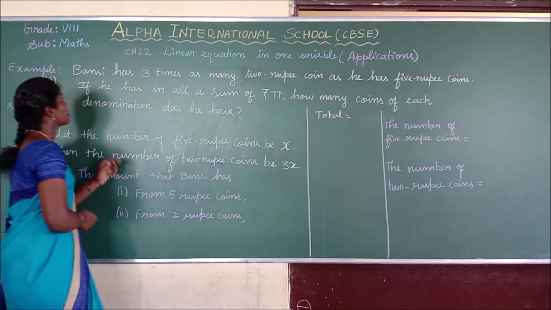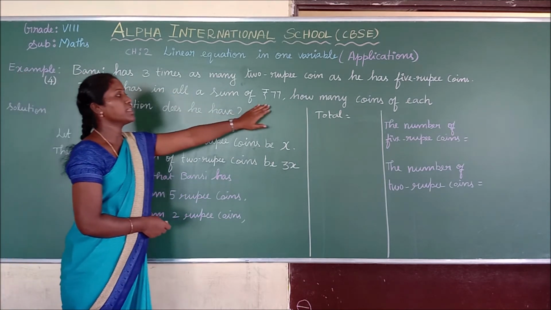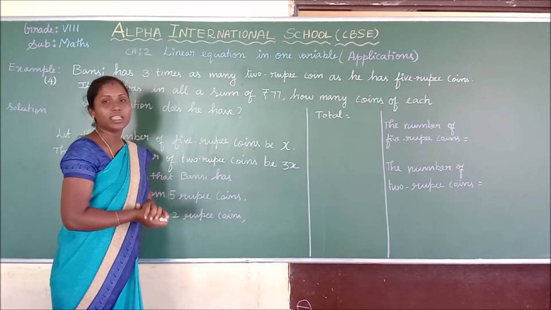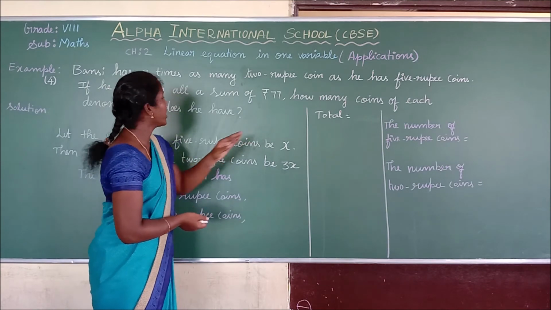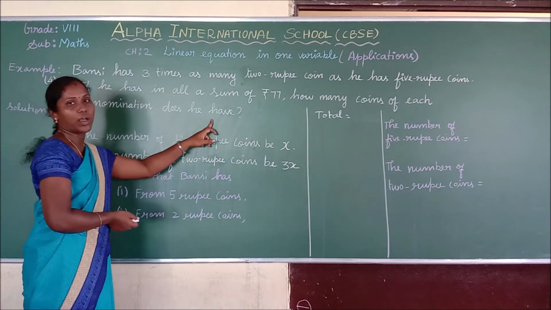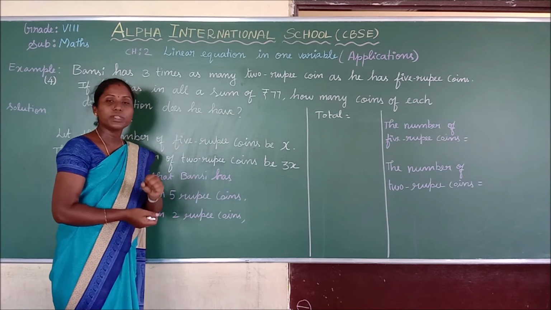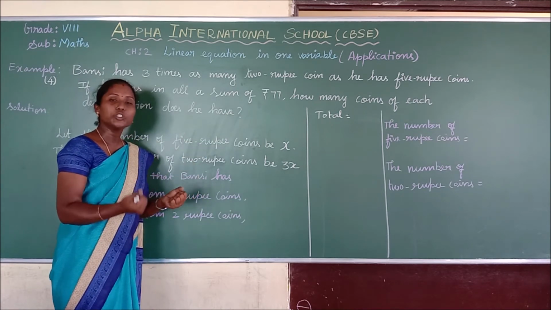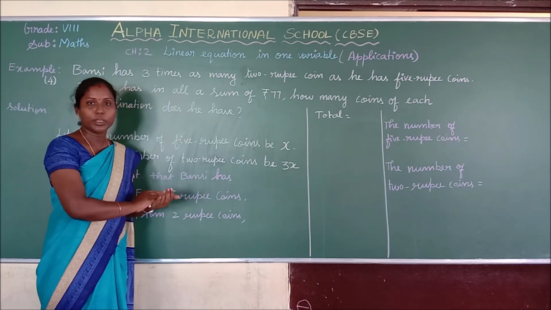Now listen to the next part. He has in all a sum of 77 rupees, totally in his hand. How many coins of each denomination does he have? So in the total amount, we have to find how many 5 rupee coins he has and how many 2 rupee coins he has.